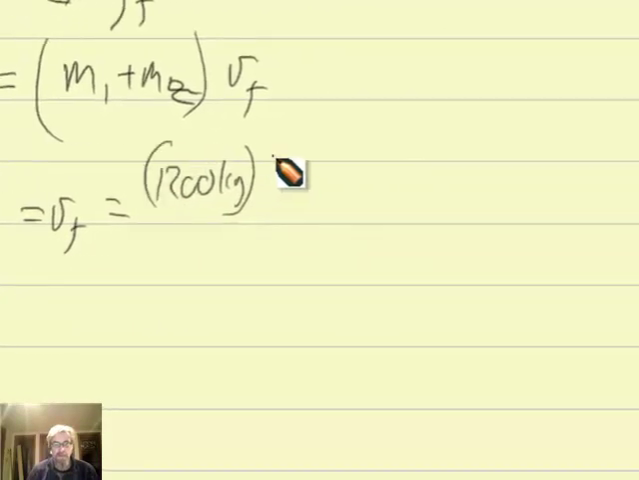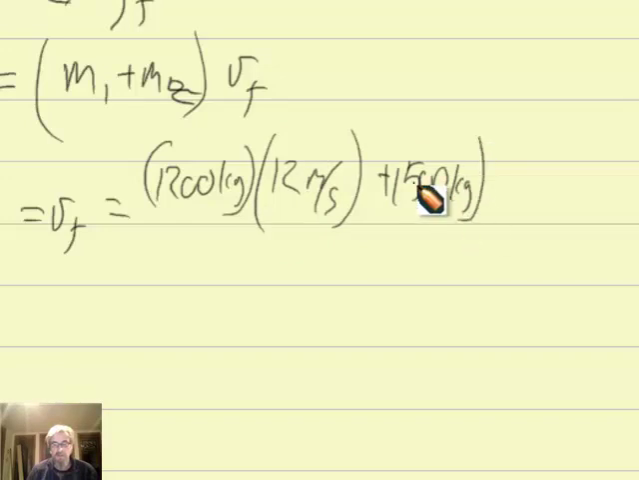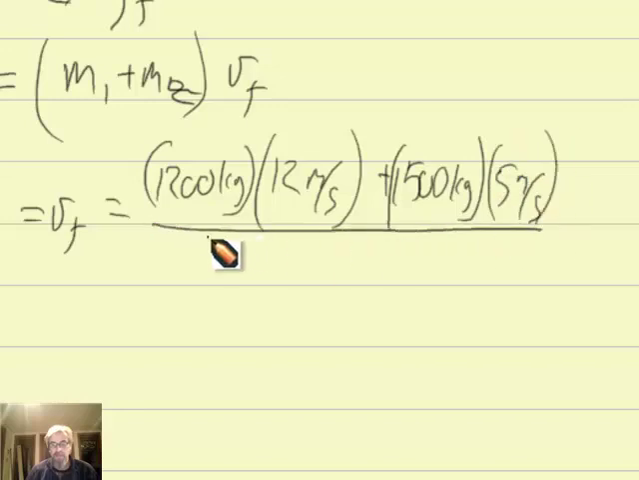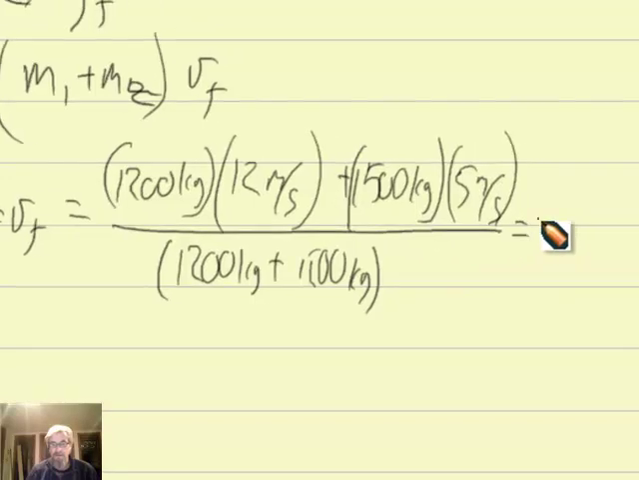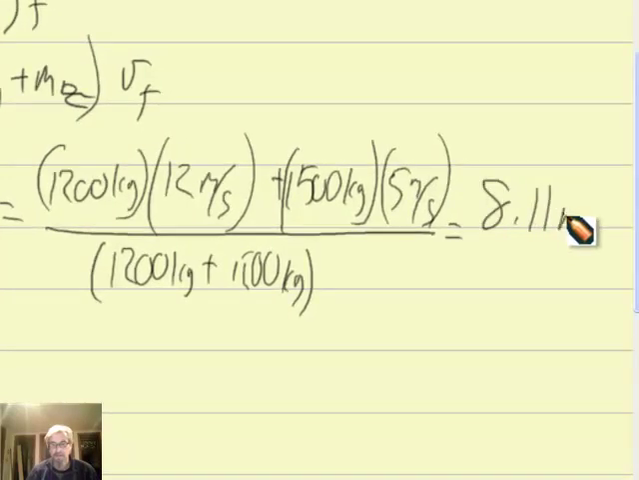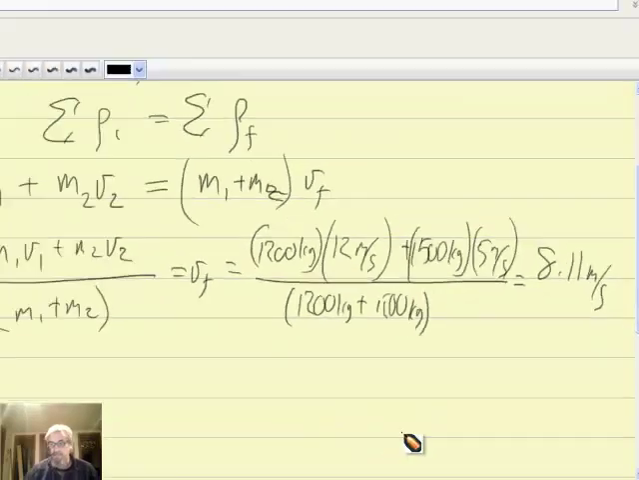So now let's just plug numbers in here. The first mass was 1,200 kilograms. The first velocity was 12 meters per second. The second mass was 1,500 kilograms. And the second velocity was 5 meters per second positive, because they're both in the same direction. We're going to divide that by the sum of 1,200 kilograms and 1,500 kilograms, because that's m1 plus m2. Do the calculation. Here's what you find out. That final velocity is 8.11 meters per second. Sort of makes sense because it's somewhere in between the two velocities.